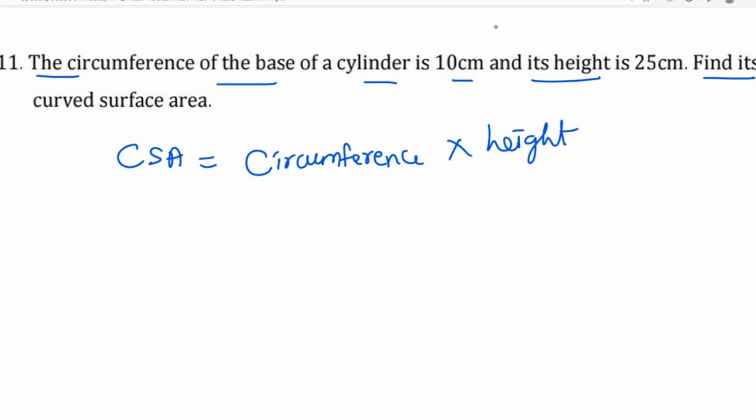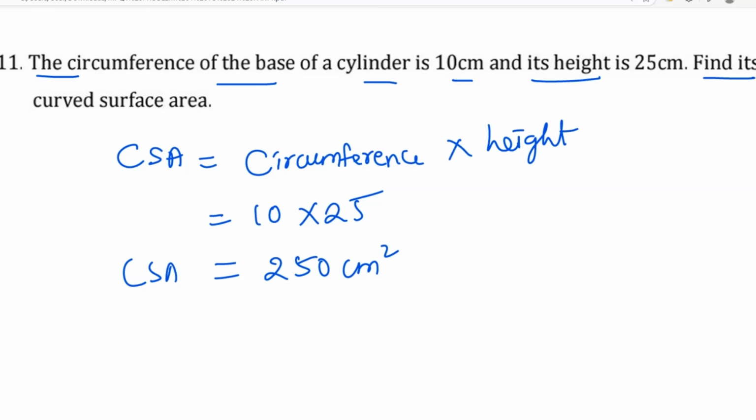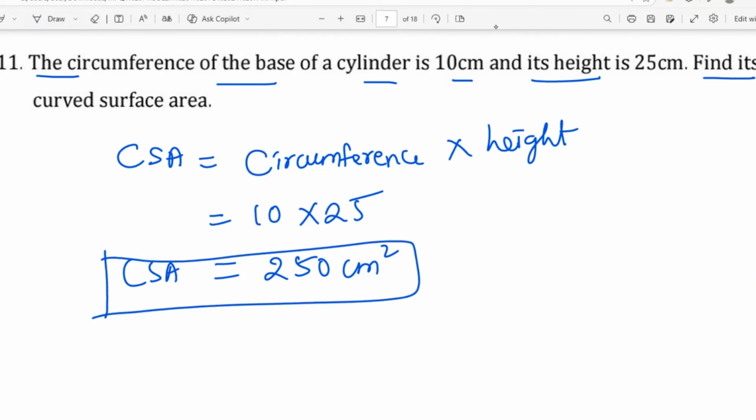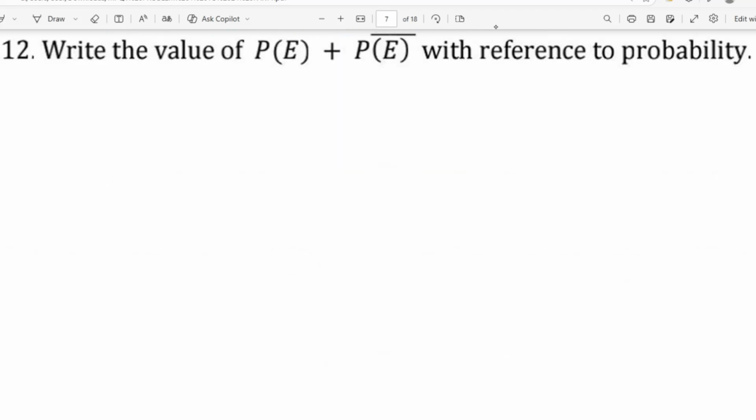So circumference is how much? Circumference is 10 and height is 25. So it will be 10 into 25, which is 250 centimeter square. Curved surface area of the cylinder is 250 centimeter square. Then moving to the next question we have.